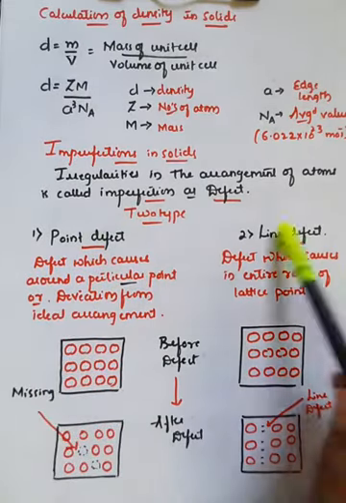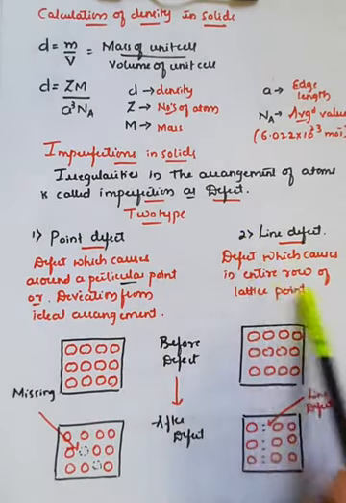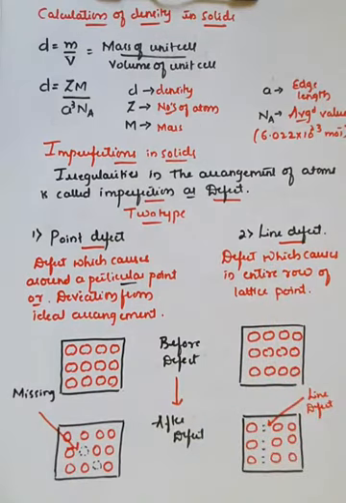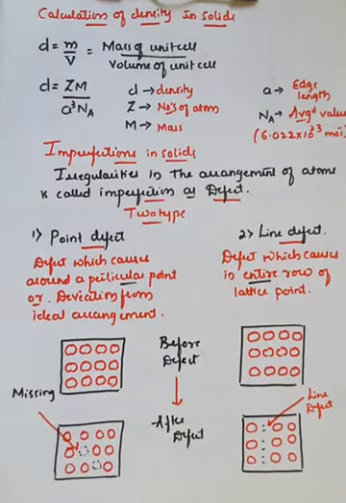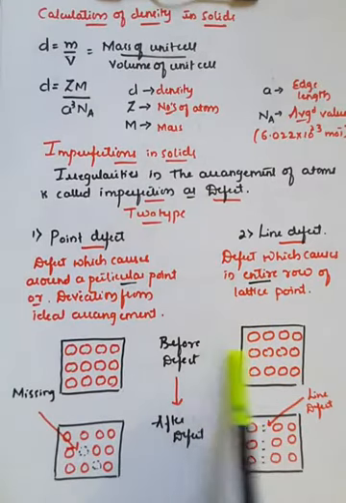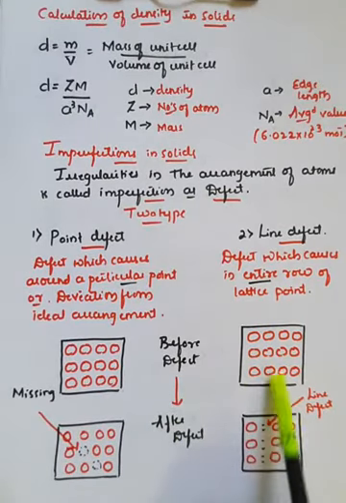But in case of line defect, what happens? A defect which affects the entire row or entire column is generally recognized as a line of lattice points. If you see, this is before the defect and after the defect, what happened here?